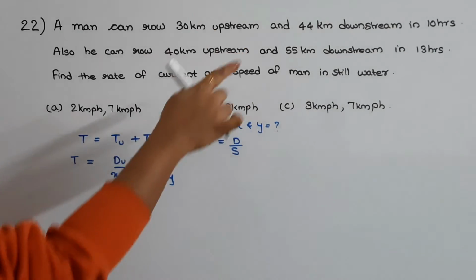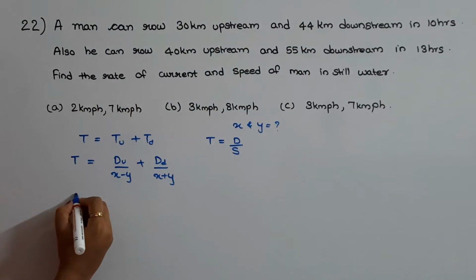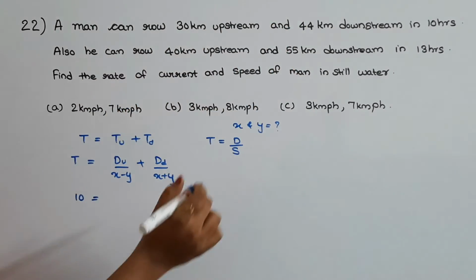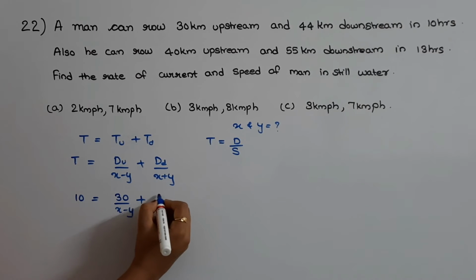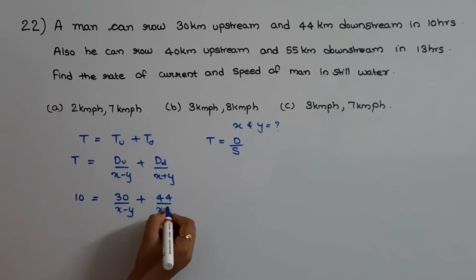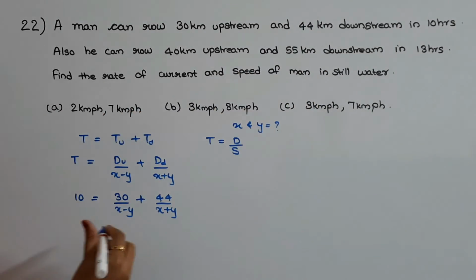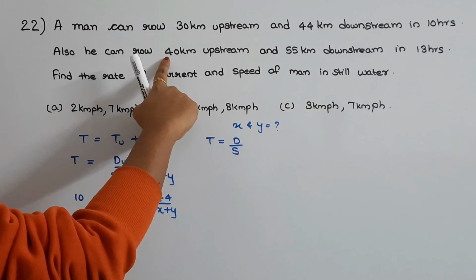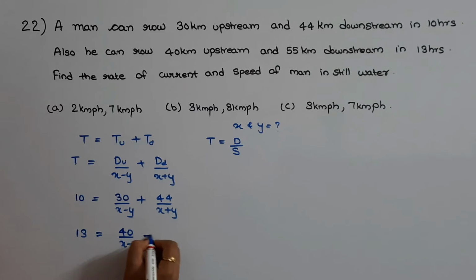Now, let us substitute the values given in the question. So, in the first situation, total time is given as 10 hours. So, 10 is equal to the distance upstream, given as 30, and downstream, given as 44. So, 30 divided by (x - y) plus 44 divided by (x + y). Now, in the second situation, the total time taken is given as 13 hours. So, 13 is equal to distance upstream and distance downstream, given as 40 and 55. So, 40 by (x - y) plus 55 by (x + y).